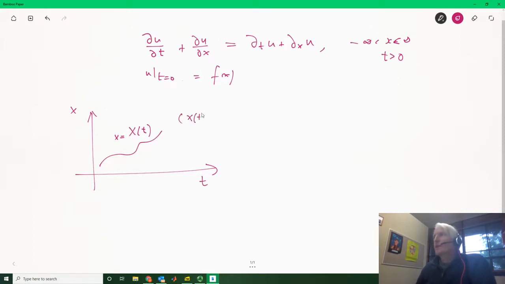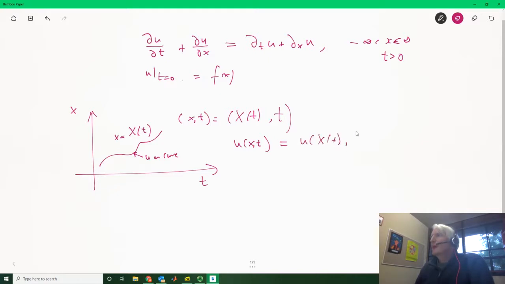It might cross on itself. X of t. Oops. It's x comma t. It's the set of points which are equal to x of t comma t. All right. So what we've got here, we've got u as a function of x and t. Now along this curve, we're asking what is the value of u on this curve. It's u is equal to u of big X of t comma t.